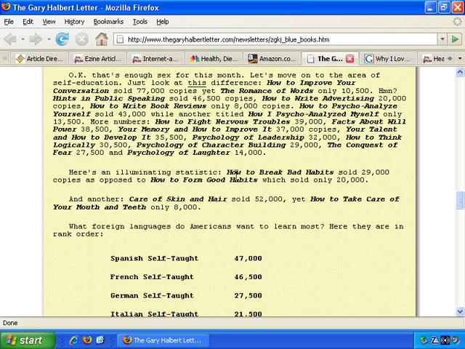And there's a further example here. How to Break Bad Habits sold 29,000 copies, while How to Form Good Habits only sold 20,000. Often it's suggested that people are more interested in or more willing to solve a problem than to reach a goal. So a solution to a problem is worth more to them than a way to reach a goal. So a way to break bad habits has more emotional resonance than ways to form good habits, because people are more preoccupied with what's bothering them. So maybe consider that for your article titles.